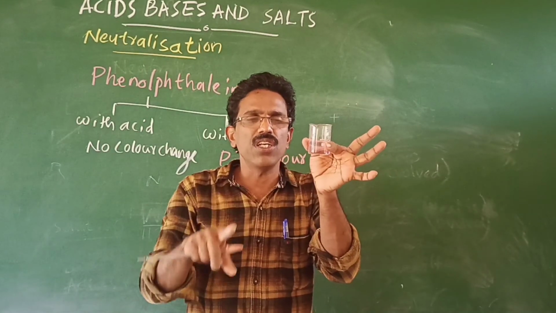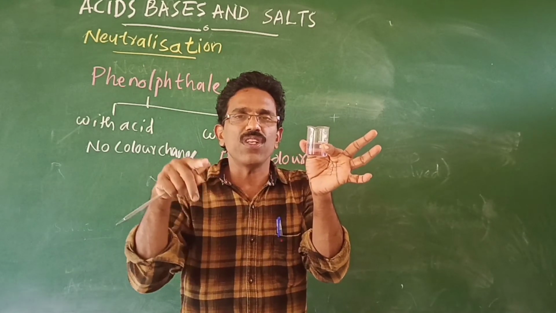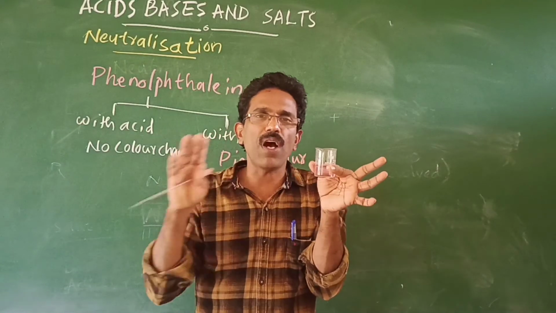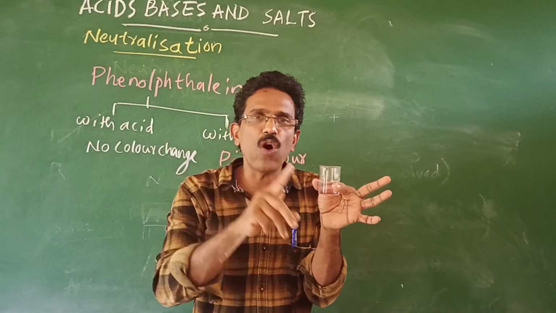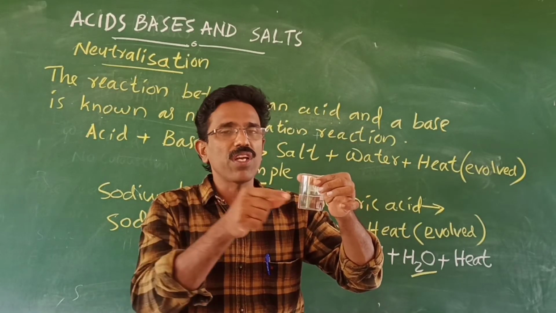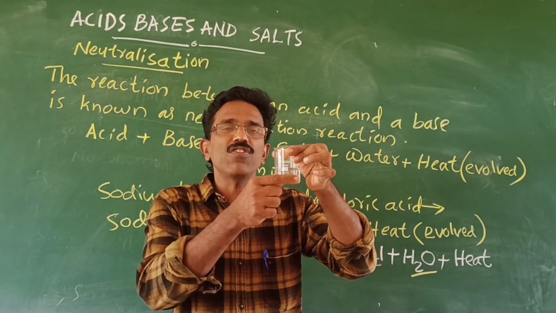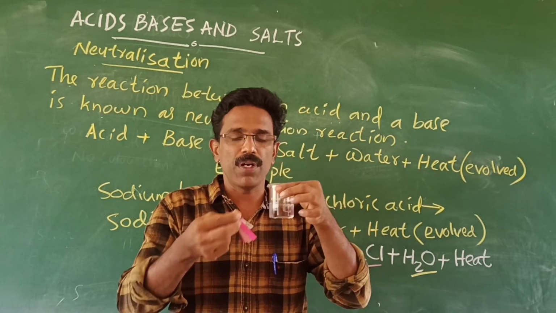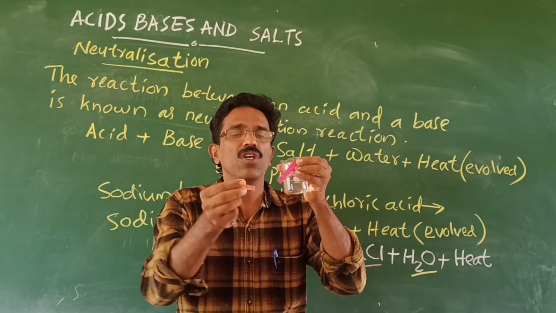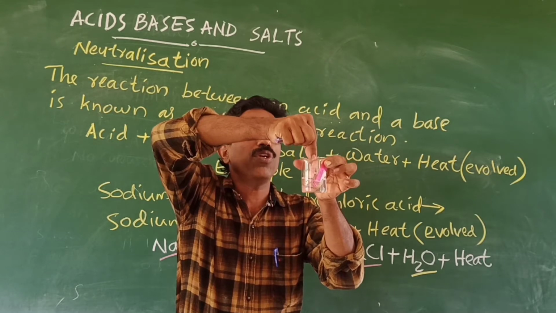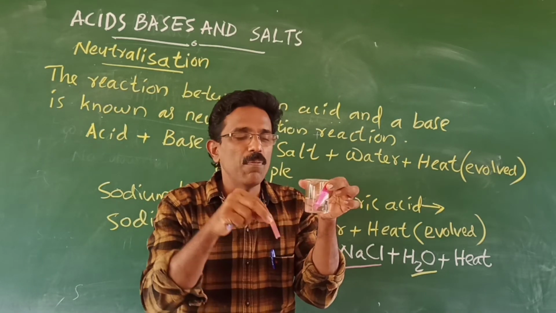At this point, all the hydrochloric acid molecules have reacted with sodium hydroxide. So we can say that this solution is neither acidic nor basic. The effect of hydrochloric acid is neutralized by sodium hydroxide. Let us test this solution with red and blue litmus paper. First I am testing this solution with red litmus paper. I am dipping the red litmus paper into it. See, red litmus paper remains red. What is the meaning of that? This solution is not basic.